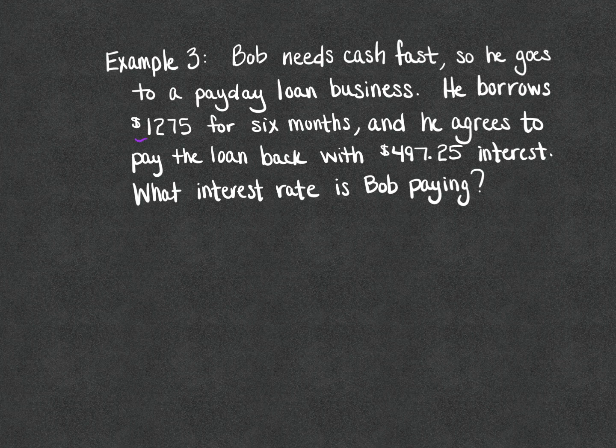So when he borrows $1,275, that is his starting amount. 6 months, again, notice months, is his time. And then the $497.25 is the amount of interest he's going to pay. So as we go to solve this problem, this time notice that we know the amount of interest is $497.25. We have the starting amount, we don't know the interest rate, and we do know the time is 6 months.